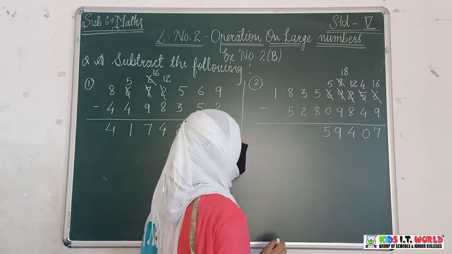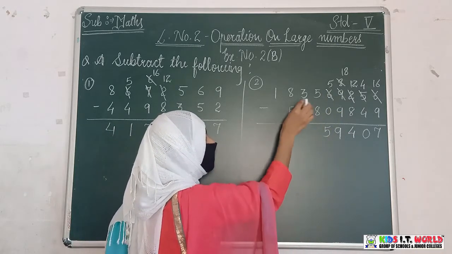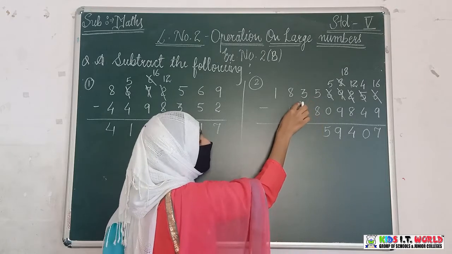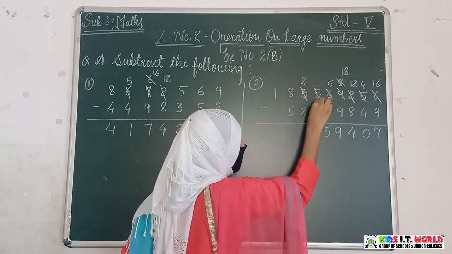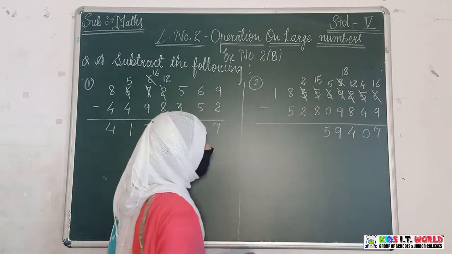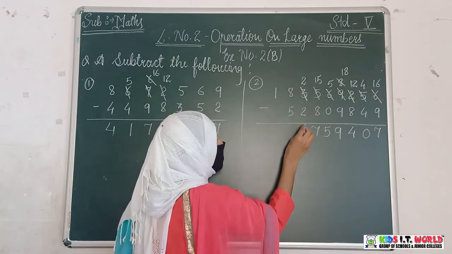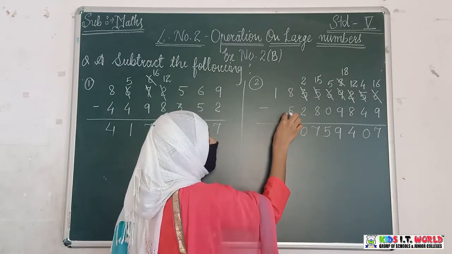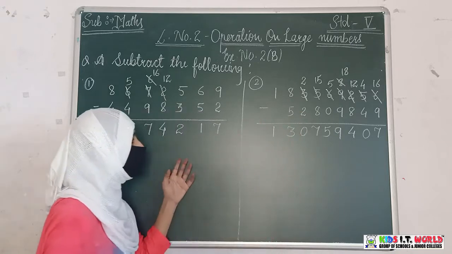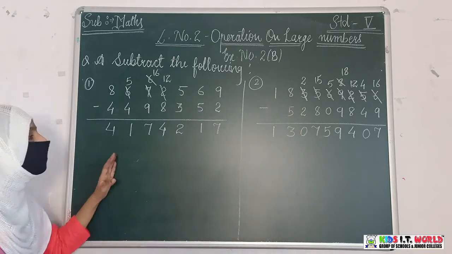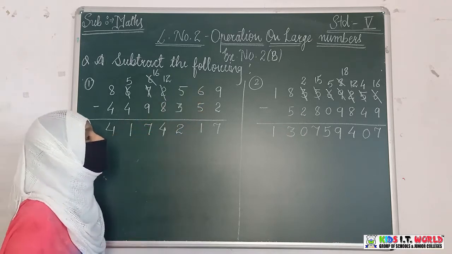5 minus 8, again it is not possible because here 8 is greater than the 5. So again for the subtraction we have to borrow from another number. So we will take from 3, so it will be 2 and it is 15. 15 minus 8, it is 7. 2 minus 2, 0. 8 minus 5, 3 and 1 will be as it is. So in this way you have to do the subtraction. If you are not able to do it, you can draw the lines and cut out the given numbers from the greatest number.